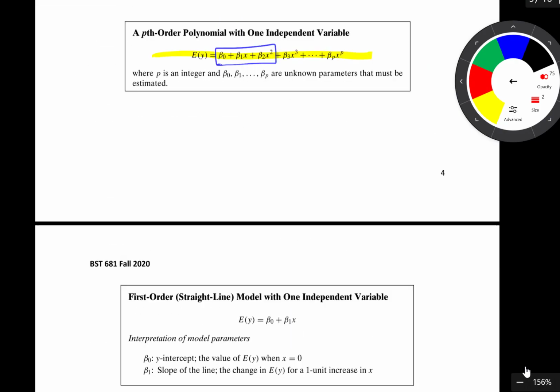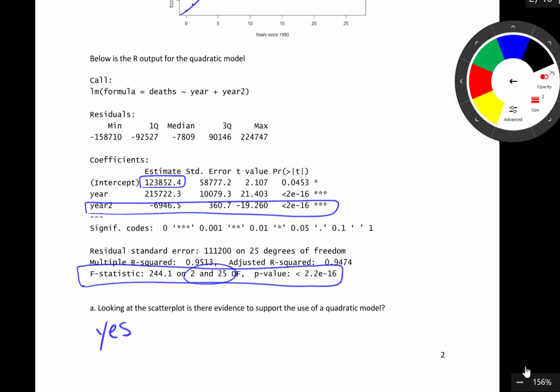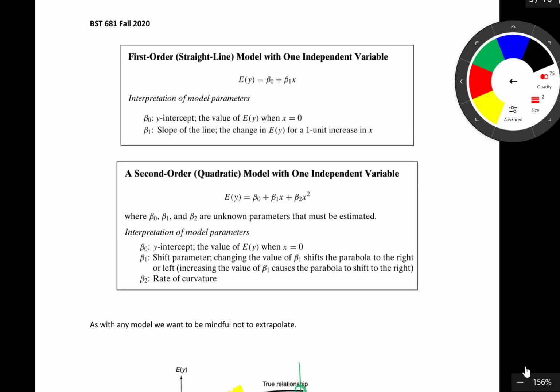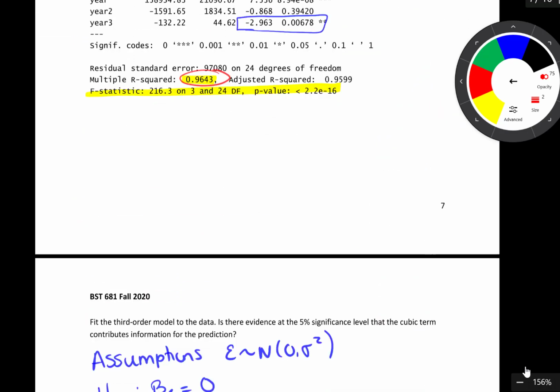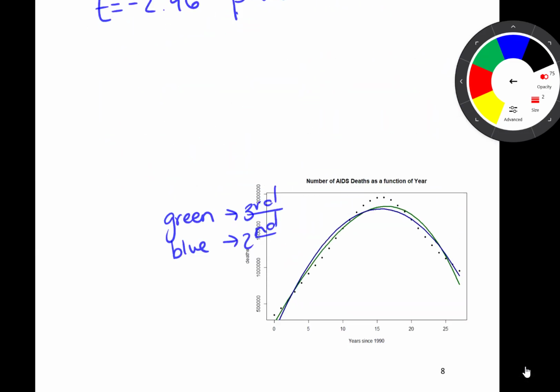If we go all the way back up to the output from our second order model, notice we have an r squared of 0.9513. So we're gaining very little by moving to the third order model. Even though the third order model is significant, since I'm not gaining that much in r squared, in practice I would probably just stick with the second order model.